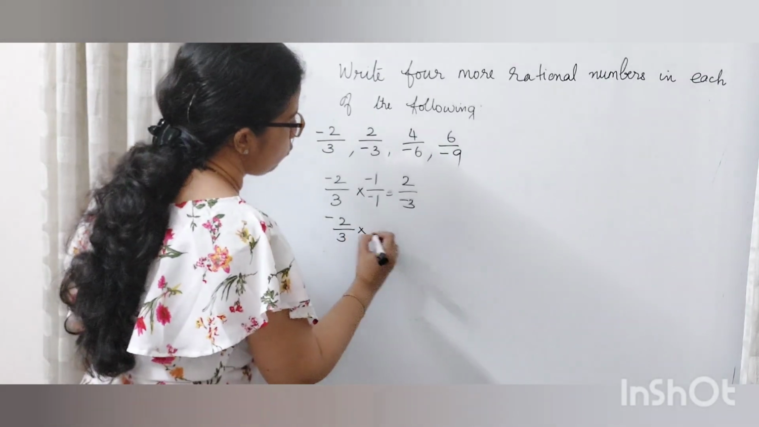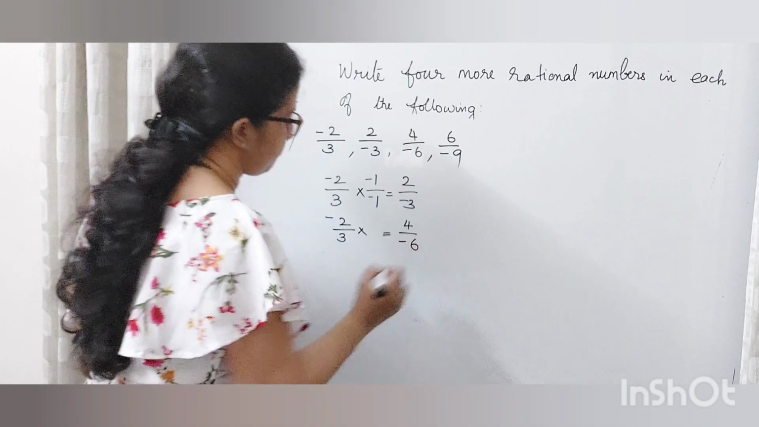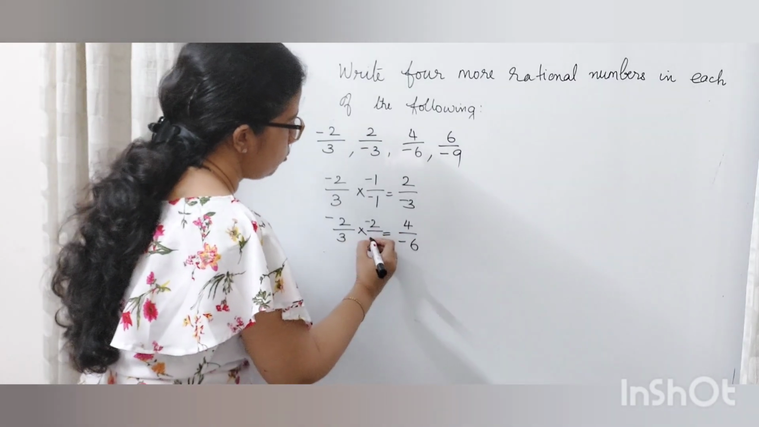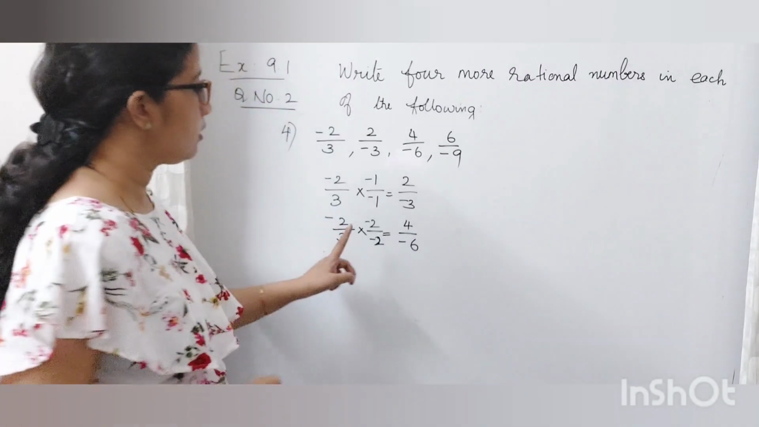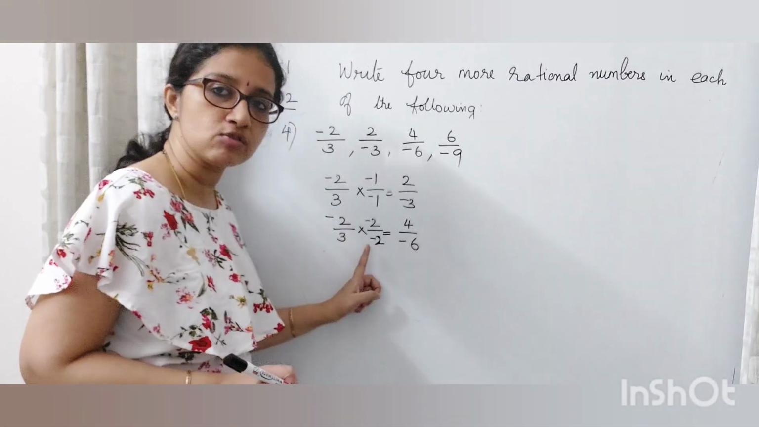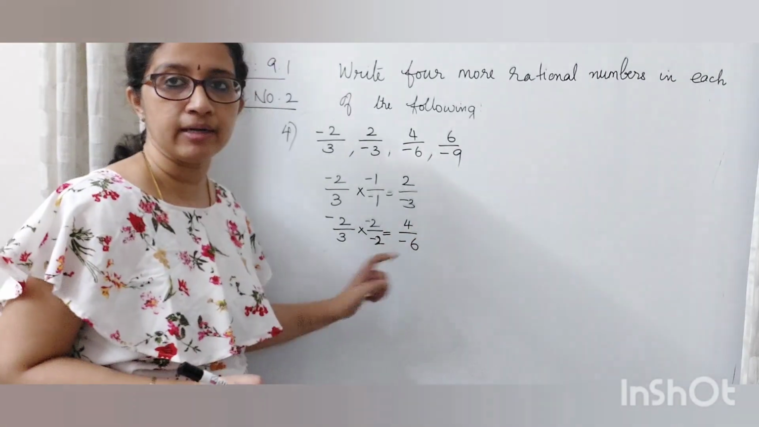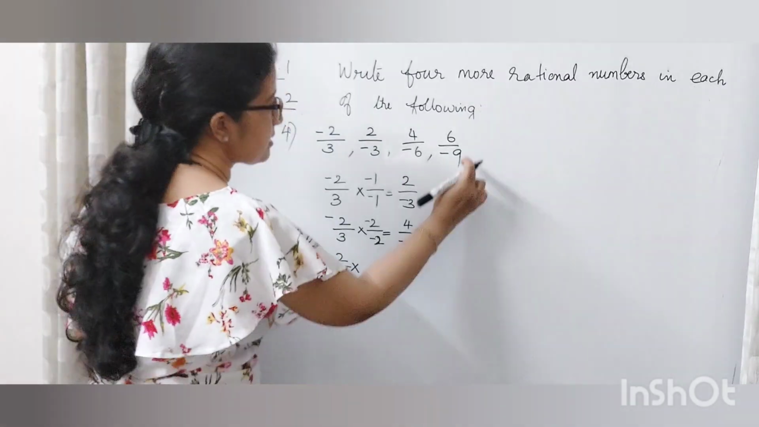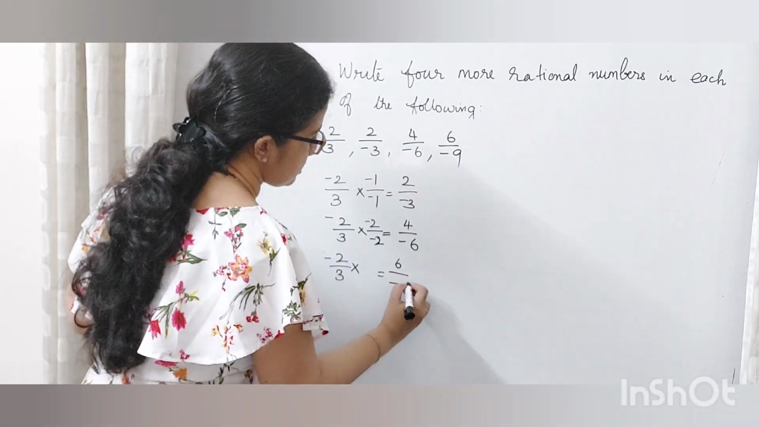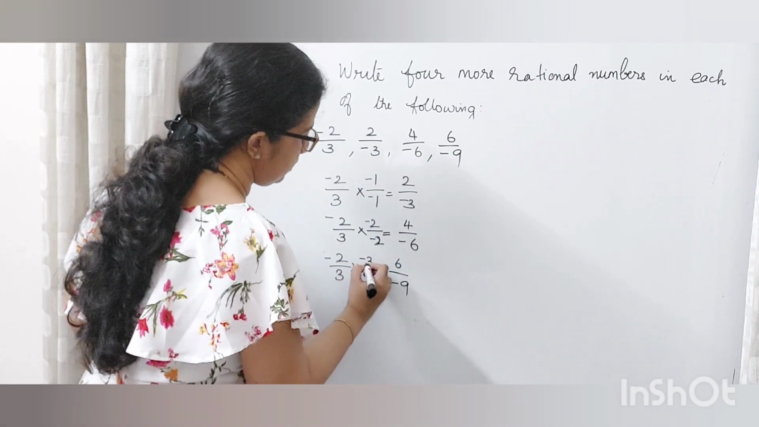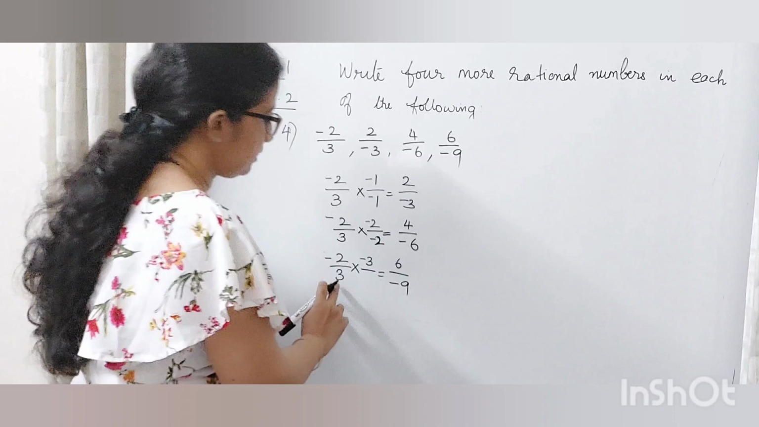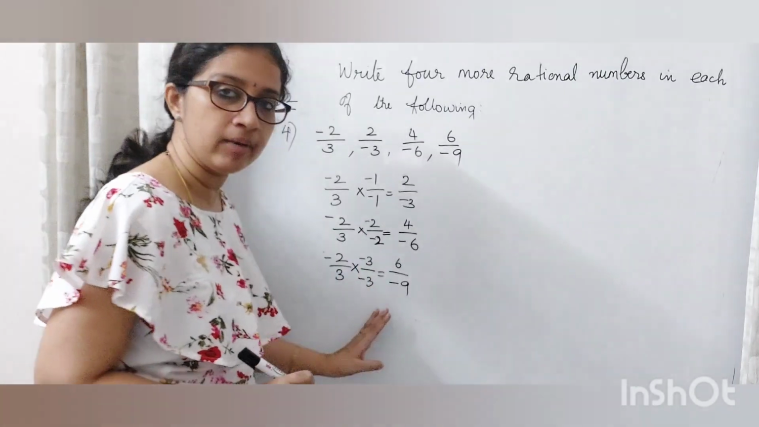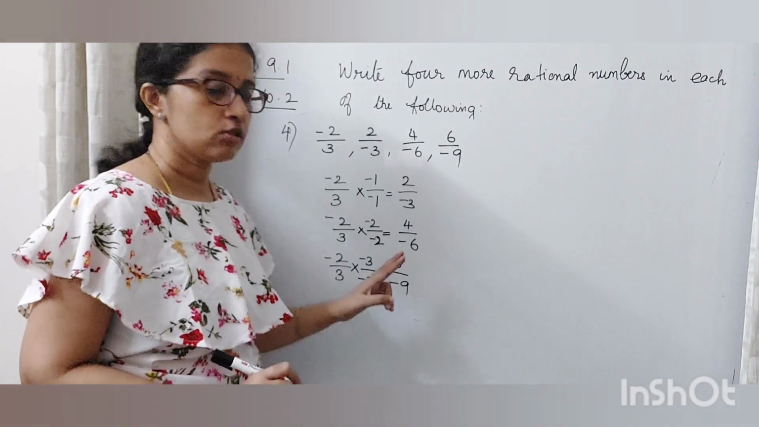Now similarly let's move on to the third number. -2/3 times what gives you 4/-6? So -2 times -2 gives you plus 4, divided by 3 times -2 gives you -6. Okay. So we have multiplied the first number with -2/-2 to get our third number, that is 4/-6. Okay. Now let's move on to the next one. -2/3 times what gives you the next number, 6/-9? Here -2 times -3 is equal to plus 6. Correct. Similarly 3 times -3 gives you -9. Okay. So we have multiplied the first number with -3/-3 to get our next number, 6/-9. So what is the pattern here?